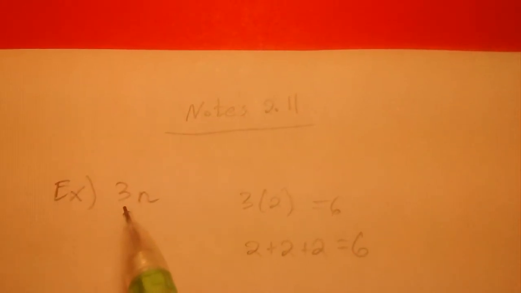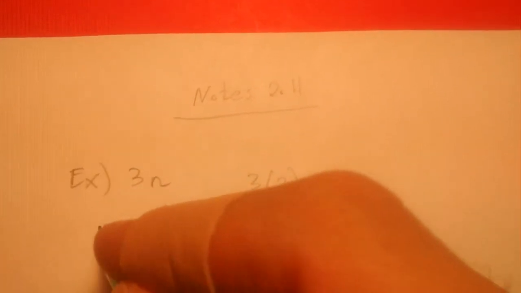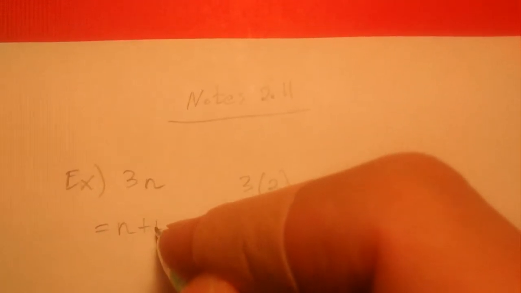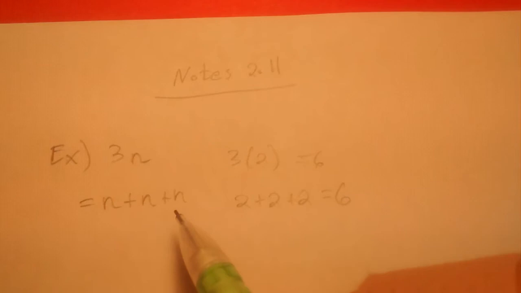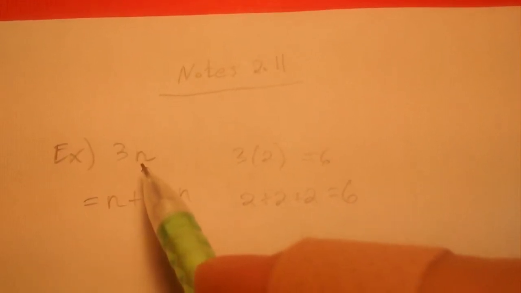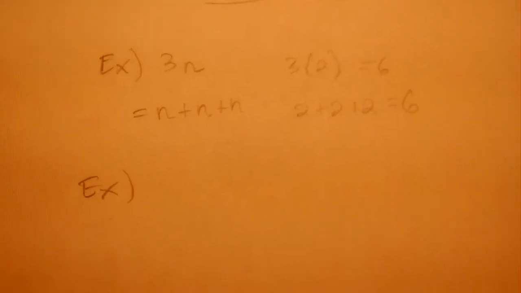So, this 3n is really 3 times n, and could be thought of as 3 n's added together. So, again, 3 n's added together means 3 times n. Now, how does that help us with something like this?